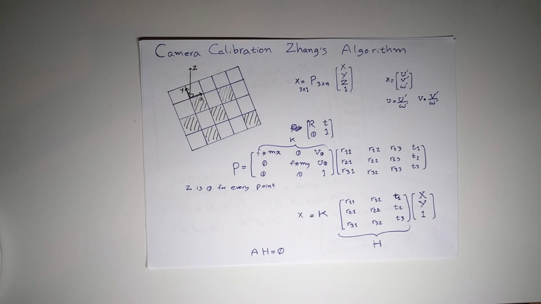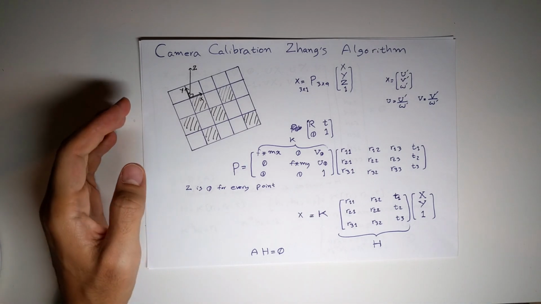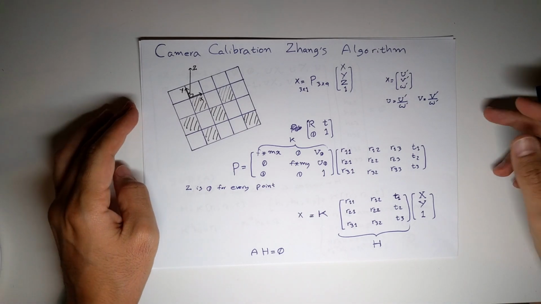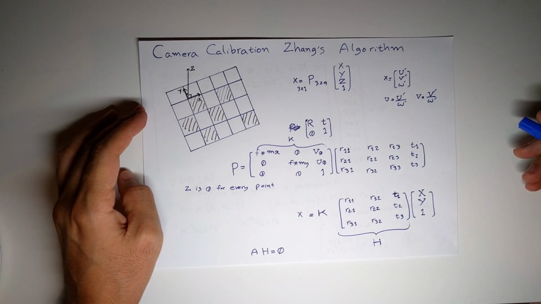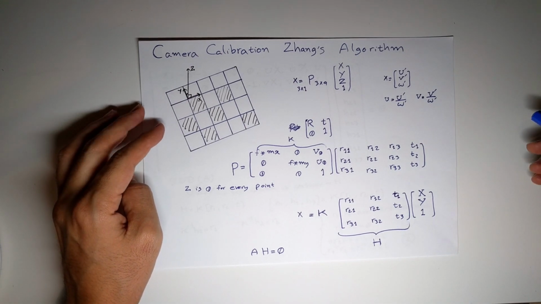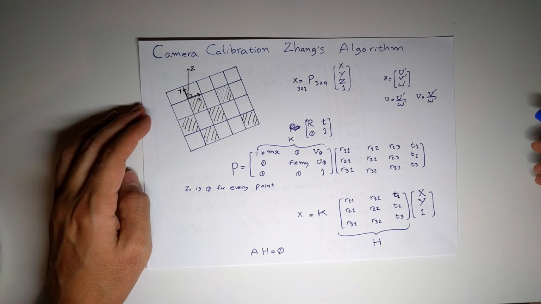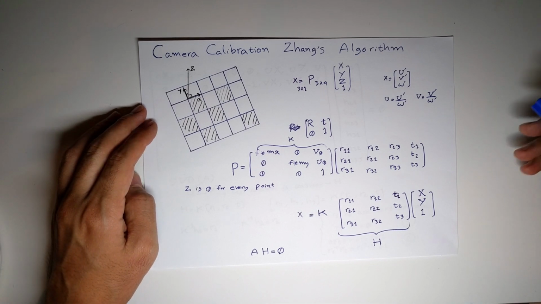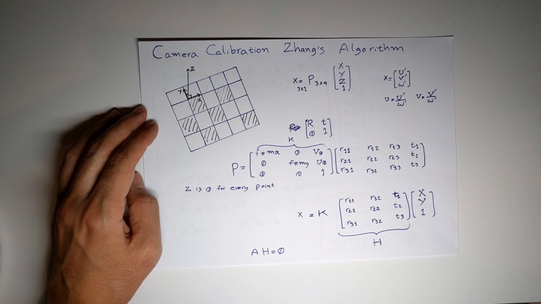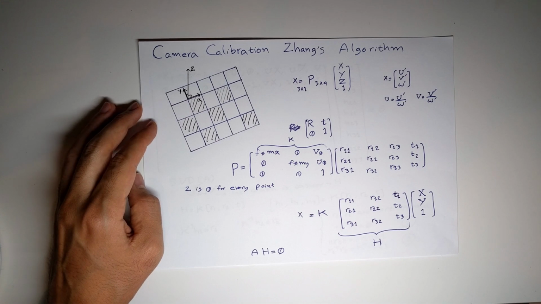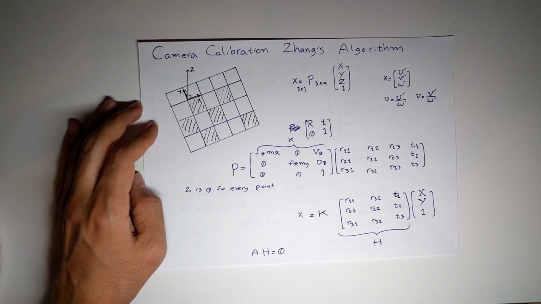Hi, in this video I'm going to talk about the camera calibration based on Zhang's algorithm. It's a pretty famous algorithm, probably you have seen it: putting a chessboard in front of the camera in different poses, then seeing those colorful points in OpenCV and getting the intrinsic parameters for the camera. So here I'm going to go through the algorithm, all the steps and the theory behind it.